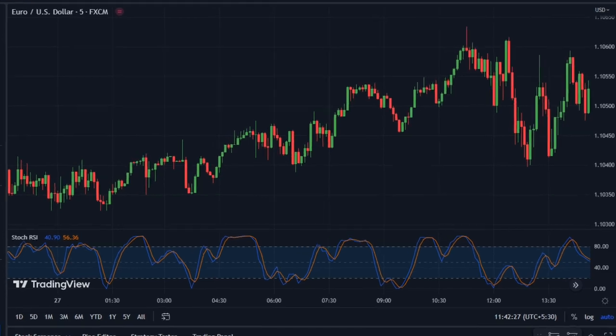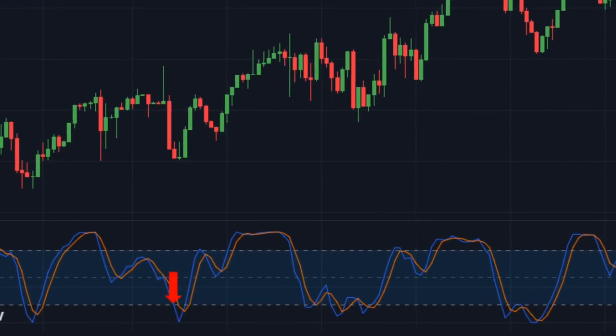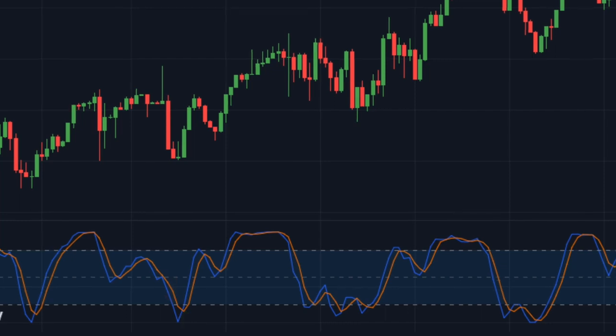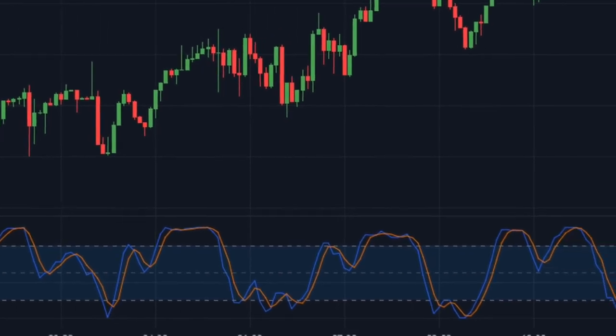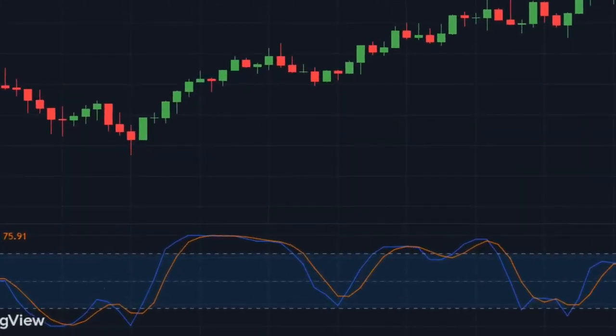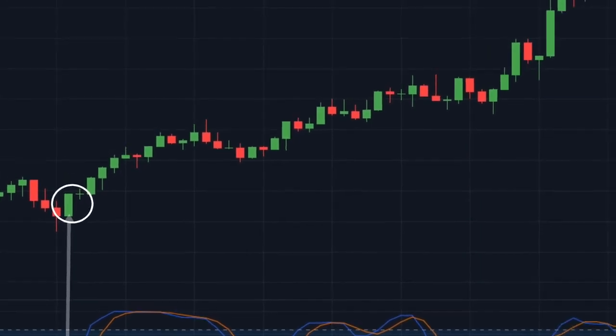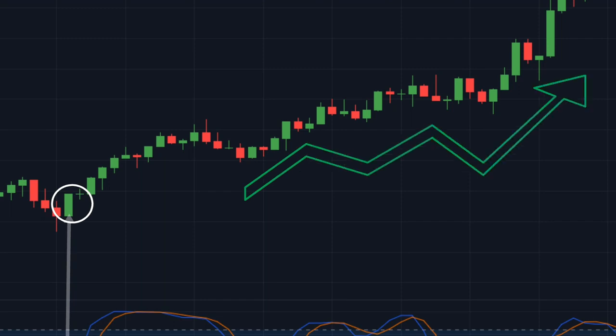A buy signal would be generated when the StochRSI falls below the oversold level 20, then moves back above it. Conversely, a sell signal would be generated when the StochRSI rises above the overbought level 80 and then crosses it to the downside. See here, the StochRSI falls below the oversold level of 20, then moves back above it, indicating a buy signal. If we had entered the trade based on this signal, we would have caught a huge market movement and made huge profits.